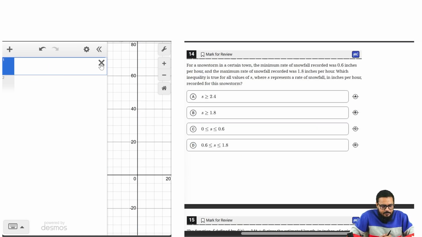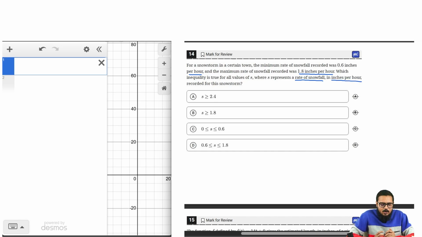For a snowstorm in a certain town, the minimum rate of snowfall recorded was 0.6 inches per hour and the maximum rate was 1.8 inches per hour. Which inequality is true for all values of s, where s represents a rate of snowfall? That means the amount of snowfall that you observe in 1 hour. That is what the word rate represents. The examiner even defines the word rate in inches per hour.